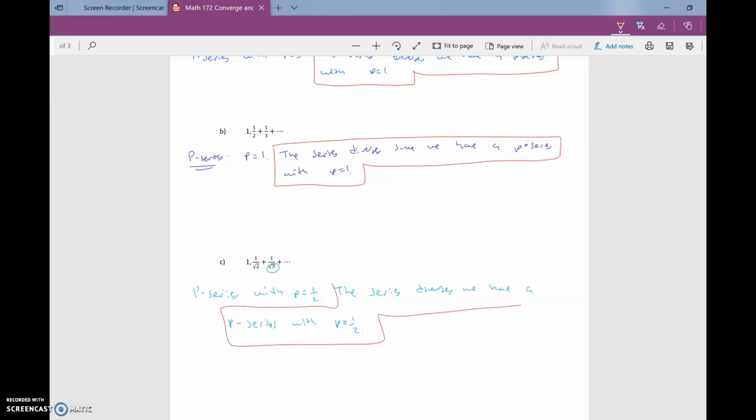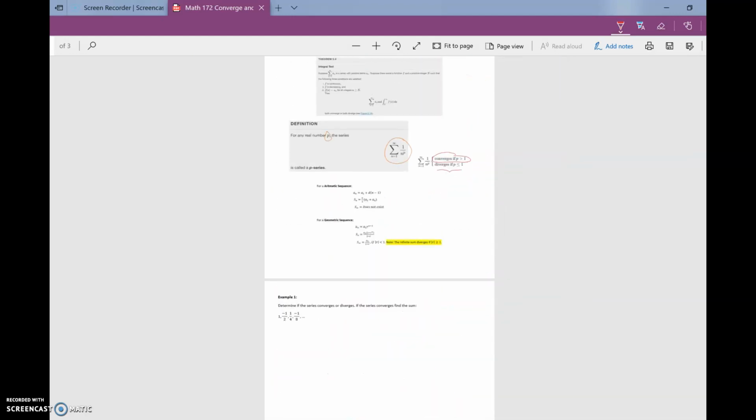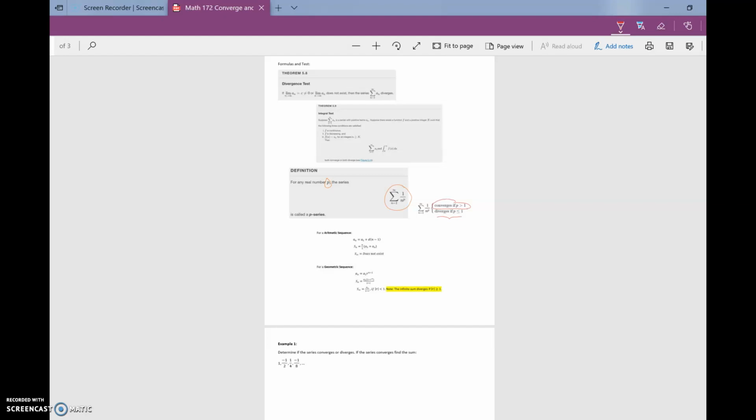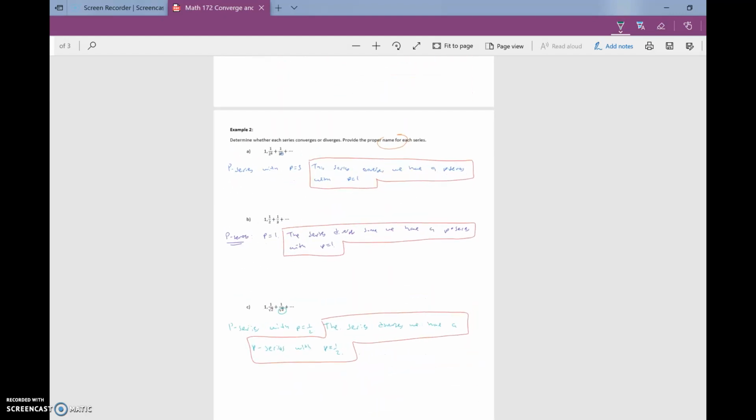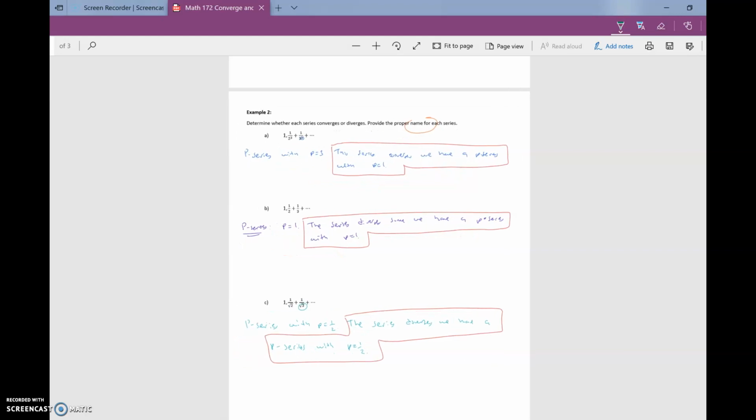They basically just want us to recognize on this example that some of the series are technically p-series, and if that is the case, then you're simply looking at that main p to determine if it's going to converge or diverge. They're not asking us to find what value it's approaching. It's just a simple: does it converge or does it diverge? That's actually it for example 2.